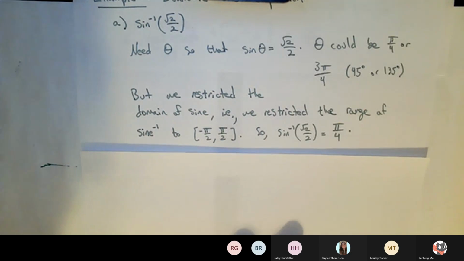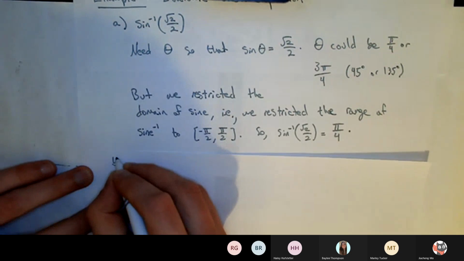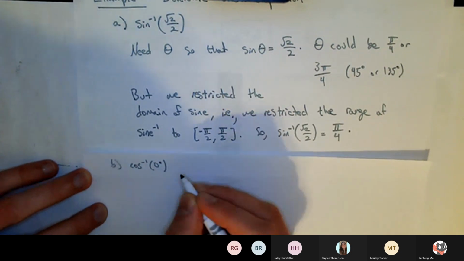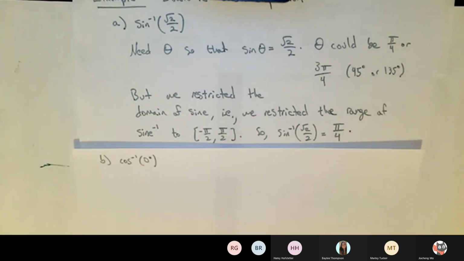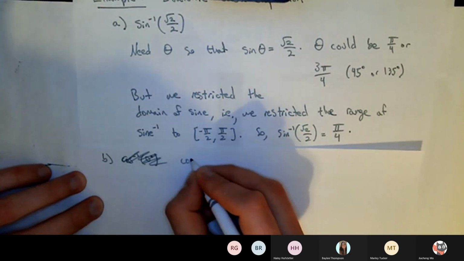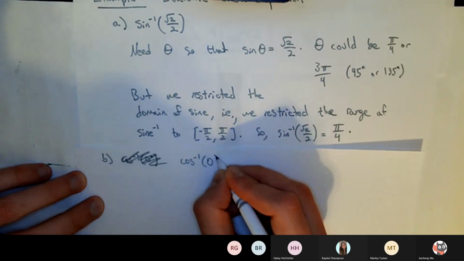Okay. Part B. Got several parts. We got E parts here. Part B is cosine inverse of 0 degrees. Oh, sorry, not 0 degrees. Whoops, we're looking for an angle, sorry. Cosine inverse of 0.